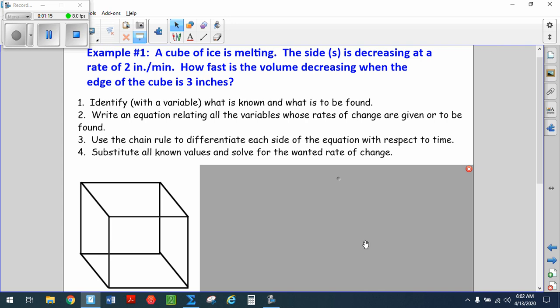A cube of ice is melting. The side is decreasing at a rate of 2 inches per minute. How fast is the volume decreasing when the edge of the cube is 3 inches?